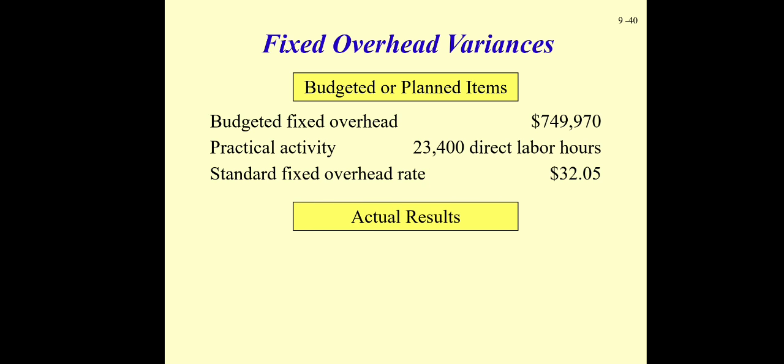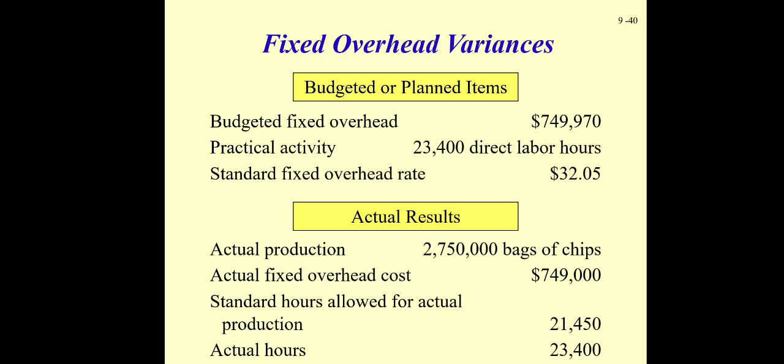And then the actual result. So this is the actual result. Actual production is 2,750,000 bags of chips. And then the actual fixed overhead cost is 749,000. Standard hours allowed for actual production is 21,450. Actual hours is 23,400.